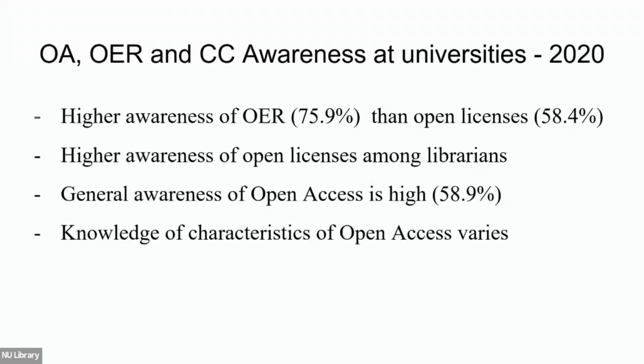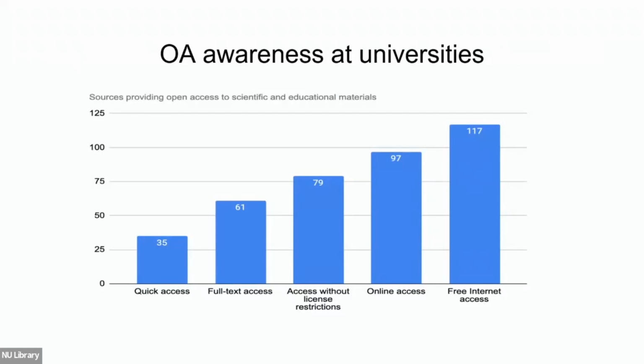So the findings reveal a higher awareness and usage of OER than open licenses. General awareness of open access received a higher rate, but the knowledge of the main aspects of open access varied. People mostly were familiar with such aspects as free internet access. Such a disparity in the knowledge of characteristics of open access leads us to the conclusion that awareness of the specifics of OA is low and yet needs to be addressed so university stakeholders can get a full advantage of it.